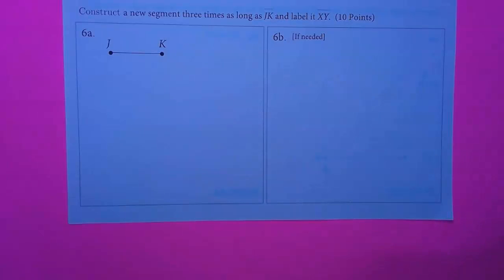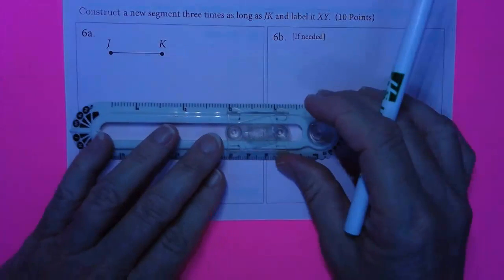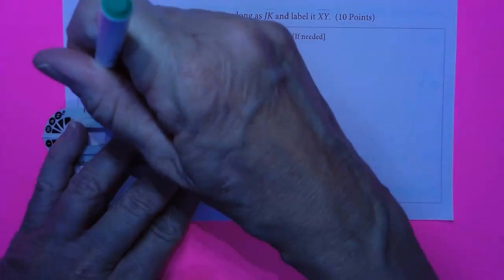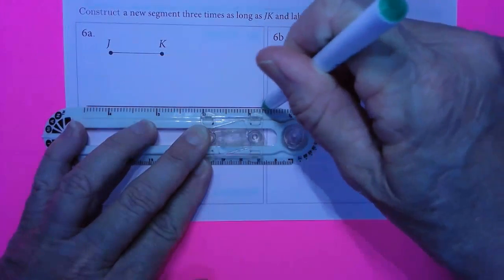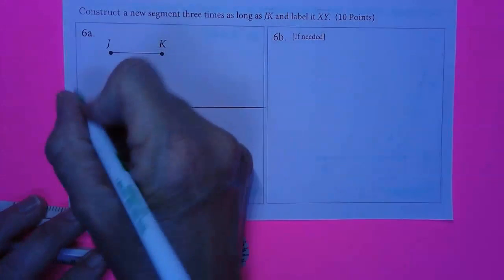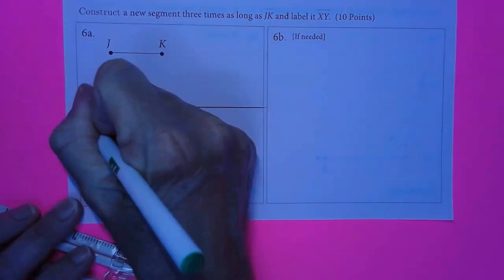Here we want to construct a new segment 3 times as long as the segment given, which is JK. So start by making, with your straight edge, a segment that's very long, much longer than what you expect you're starting with. Make an endpoint to the left. If you want, you can call it J prime.